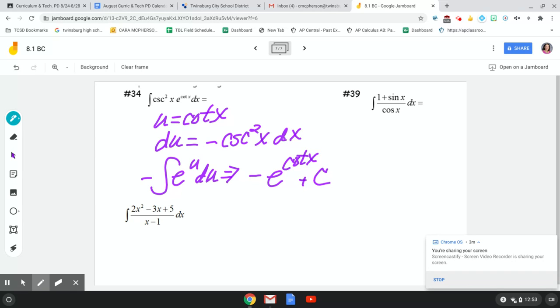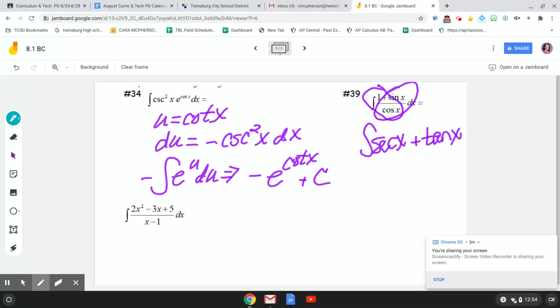For the next one, this is one that can be pretzeled. So we can split it up like this. Usually we think of pretzeling with things that are more polynomial based, but it works for trig. When we split up the first one, 1 over cosine is secant. And sine over cosine is tangent.